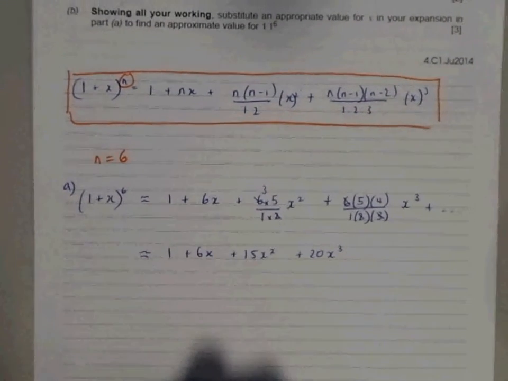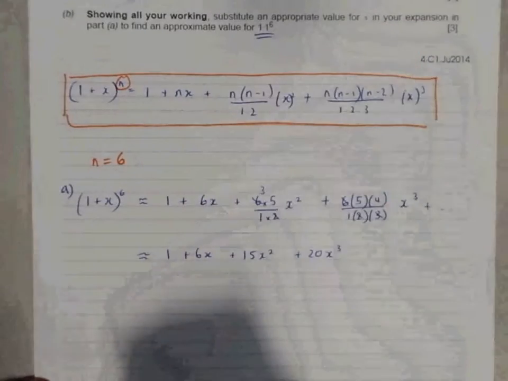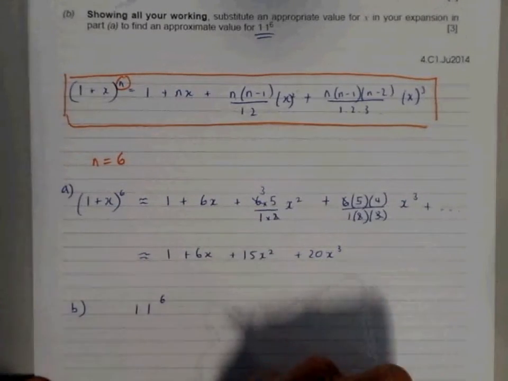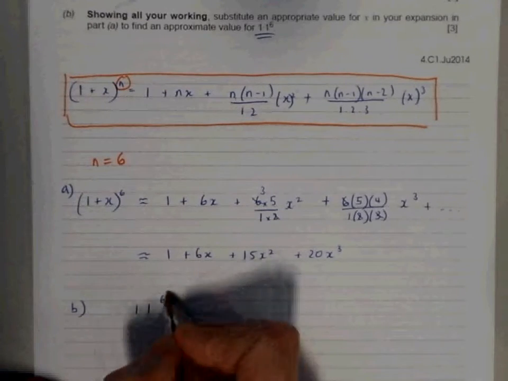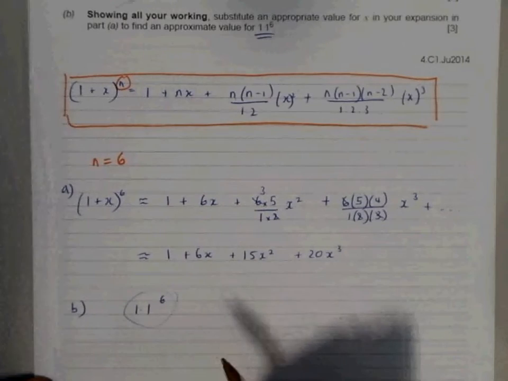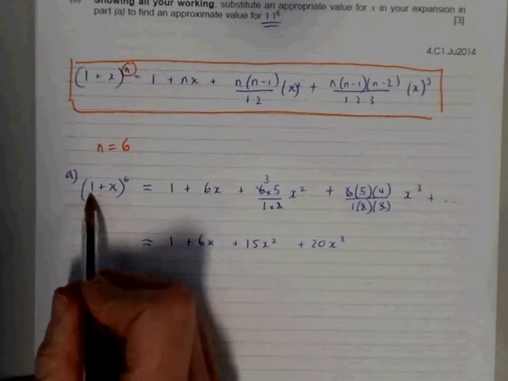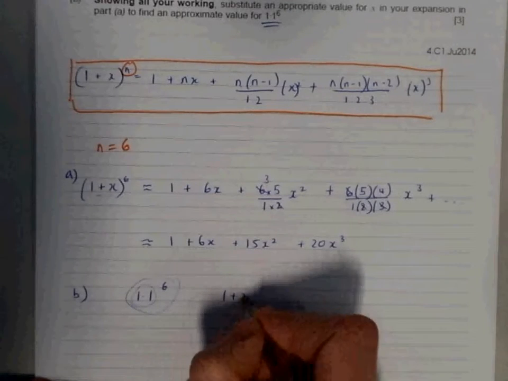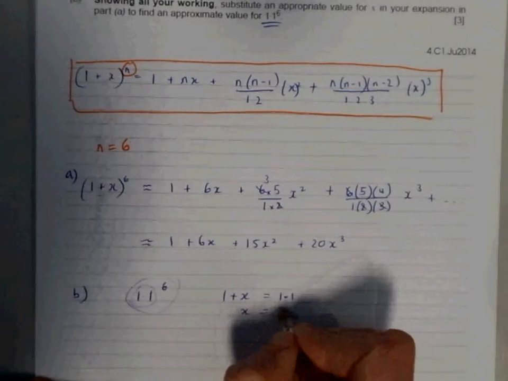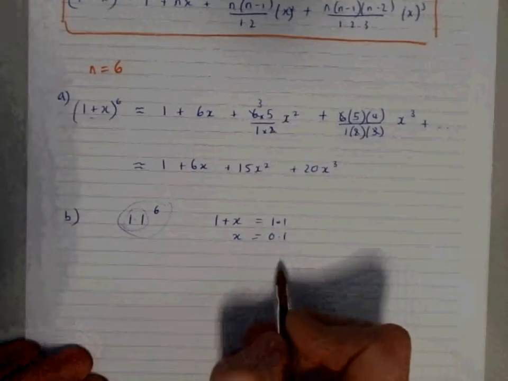The next bit, you use an appropriate value of x to find an approximation for 1.1 to the power of 6. So using what you've just done, you cannot just stick 1.1 to the power of 6 in your calculator. You're supposed to use what you've just done. If you want to make this 1.1, you need your 1 plus x to be the 1.1 bit. You might just spot that because you've got some logic, okay? But you need your x to be 0.1.